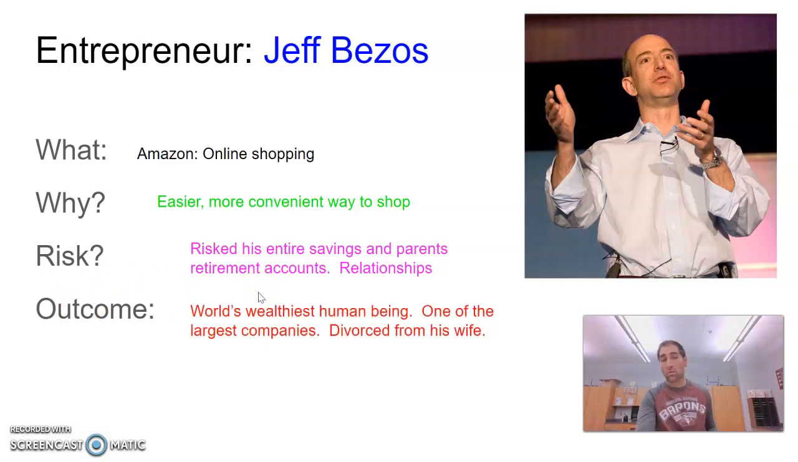Well, he's the world's wealthiest human being. Not that money is everything, but you do need money to live. So you would say he was a successful entrepreneur. Now, it is one of the largest companies in the world. You can see Amazon trucks driving all over the place. Another outcome, though, on the relationships I just shared is he was divorced from his wife. So there's a lot of risks and various outcomes when it comes to entrepreneurs.